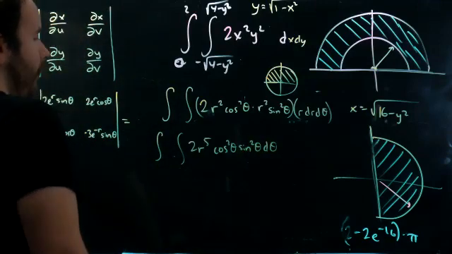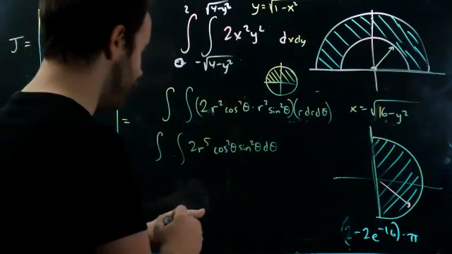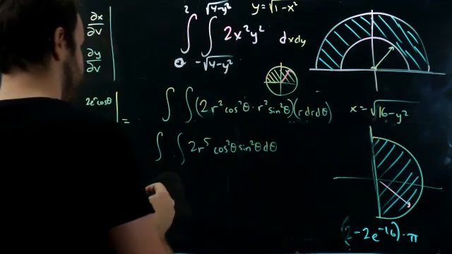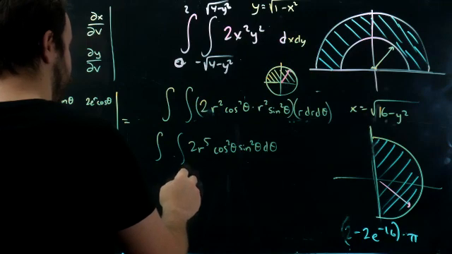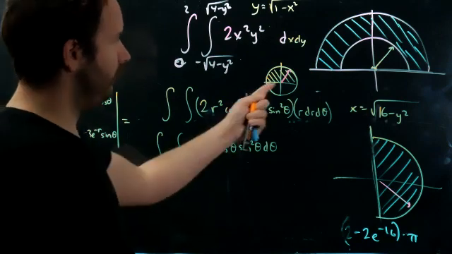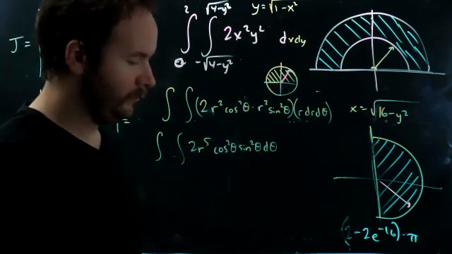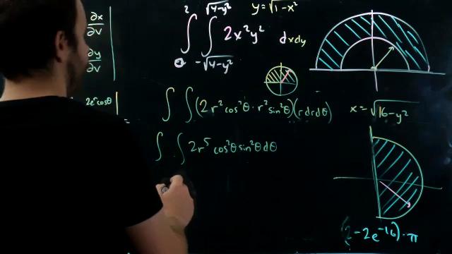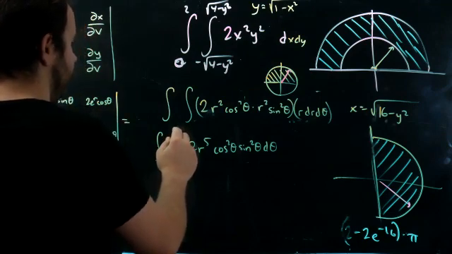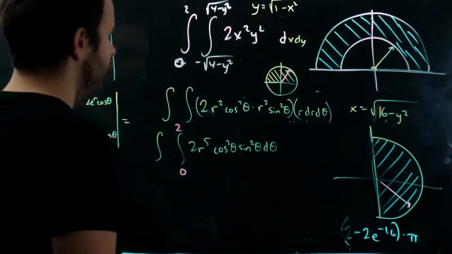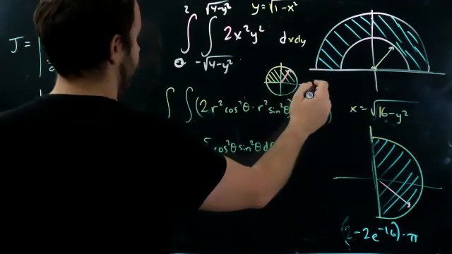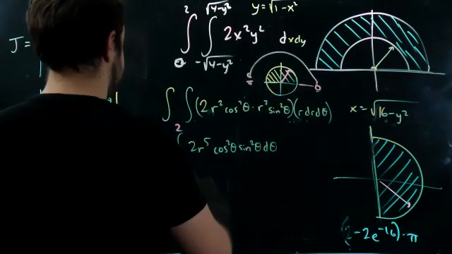And then what are my bounds based on the picture we've drawn here? As I draw a ray starting at the origin toward the edge, what's my lower bound for r? 0. What's my upper bound for r? These are semicircles with what radius? 2. Yeah. And what are my bounds on theta? 0 to pi. So 0 here going all the way around to pi.